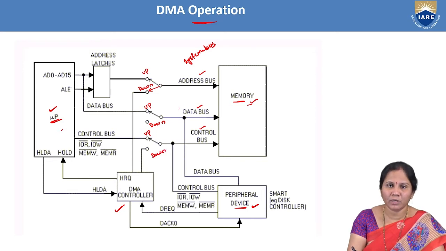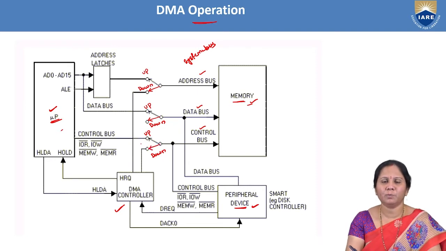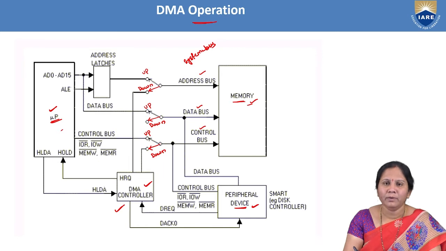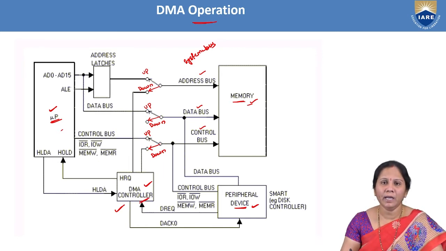So when the DMA controller is involved, all the switches change position. All the switches change position towards down, and all the switches will be connected to this DMA controller unit. Now this DMA controller will come into action.